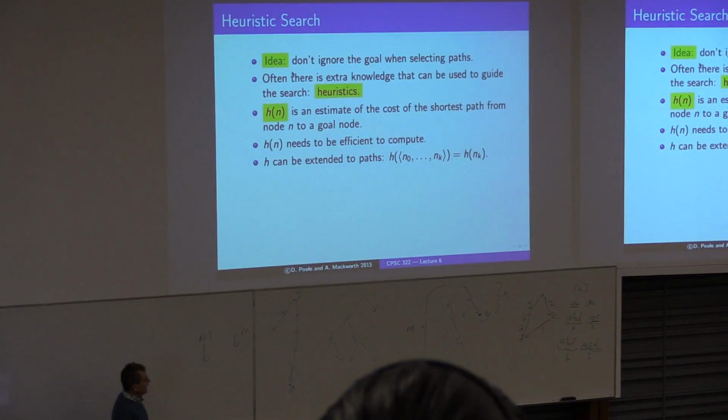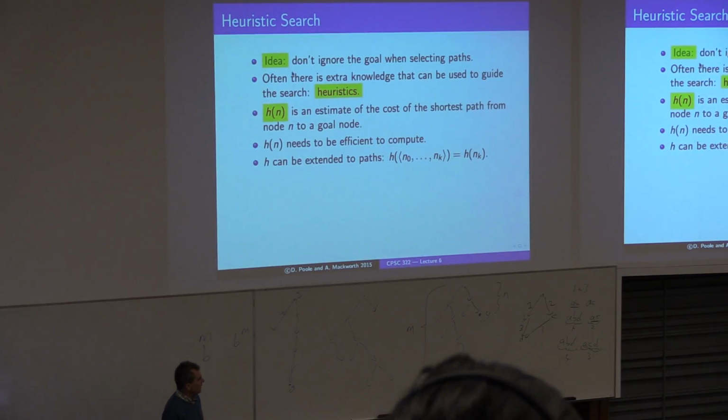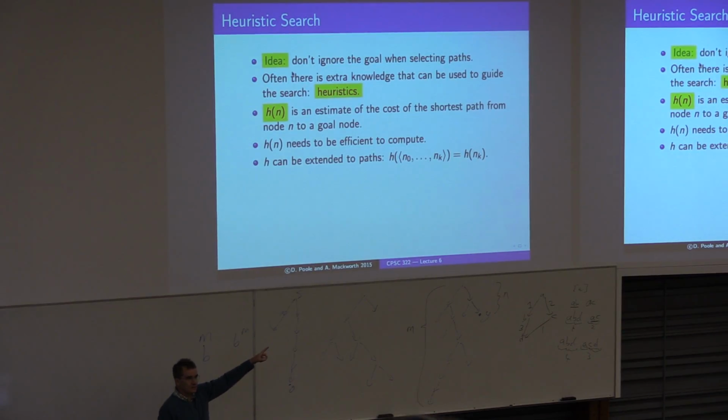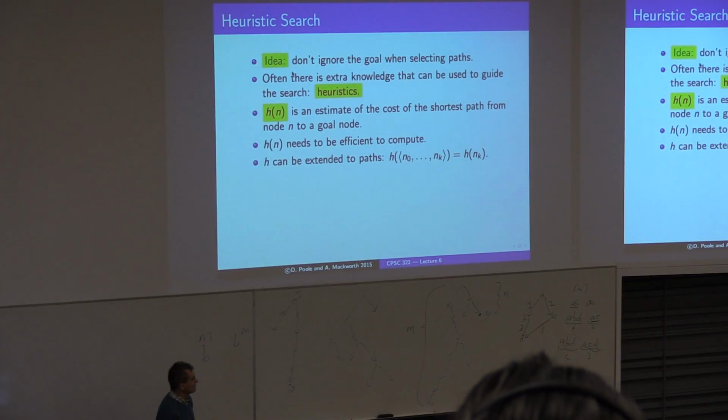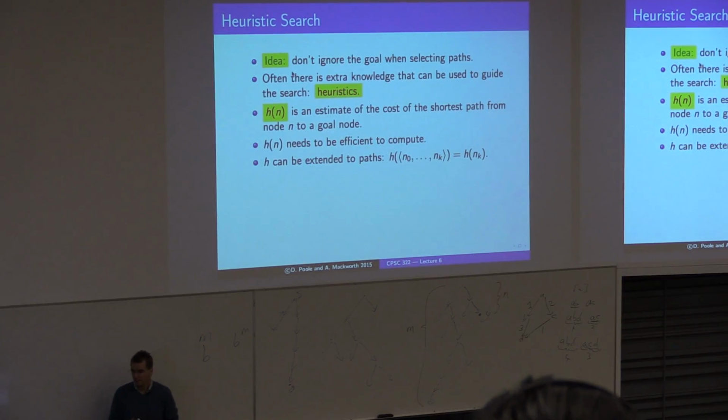Then we're going to extend h to paths. So we're going to talk about h of a path, and it's just h of the end node. So the h of a path is just the heuristic value of the end of this path.